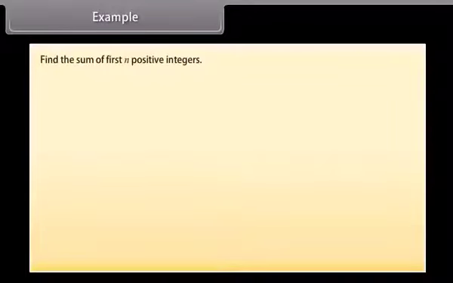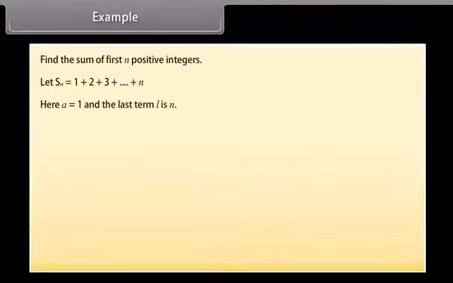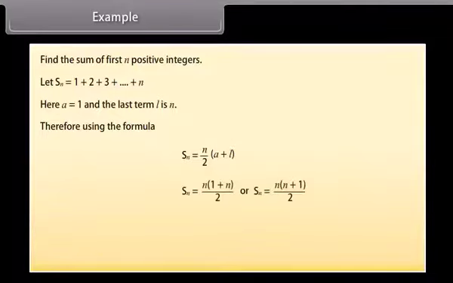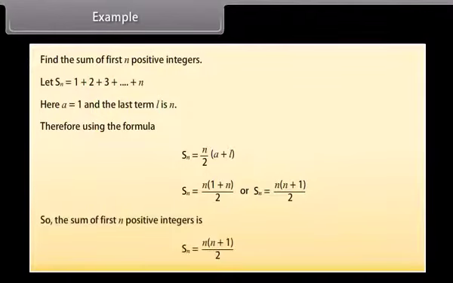Find the sum of first n positive integers. Let Sn is equal to 1 plus 2 plus 3 plus so on plus n. We can see that here a is equal to 1 and the last term L is n. Therefore, using the formula Sn is equal to n upon 2 into a plus L, we get Sn is equal to n into 1 plus n whole upon 2, or Sn is equal to n into n plus 1 whole upon 2. So, the sum of first n positive integers is Sn is equal to n into n plus 1 whole upon 2.